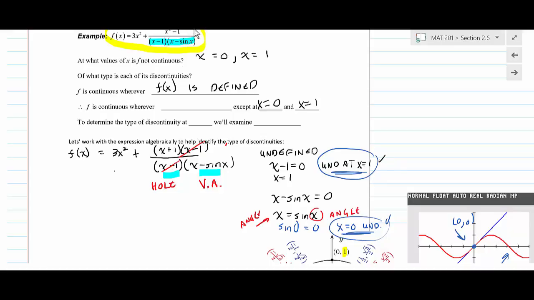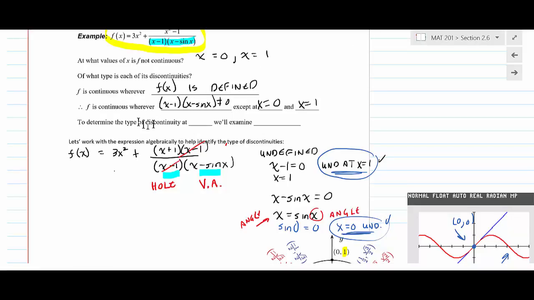So what we're looking at here is the denominator. Therefore f is continuous wherever this is not equal to 0. Okay? So at x equals 0 and x equals 1 we're undefined. So to determine the type of discontinuity, we'll just examine the denominator basically.